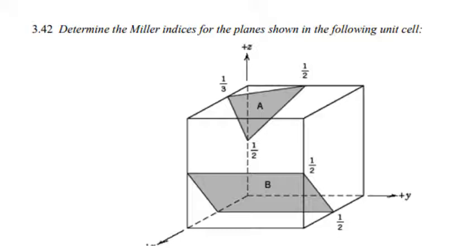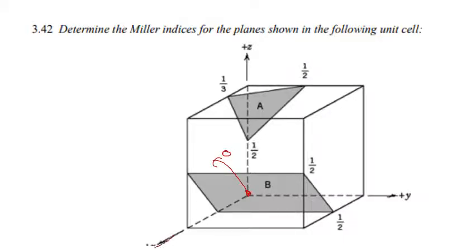Okay, this is an example from your past paper. It says: determine the Miller indices for the planes shown in the unit cell. So this is our plane A and this is our plane B. There are three steps when you determine the Miller indices of each plane. For each plane, you will first of all locate its origin. So almost its origin is here. This is the origin.